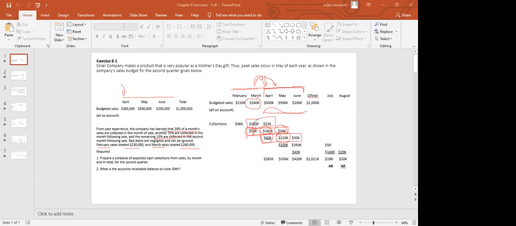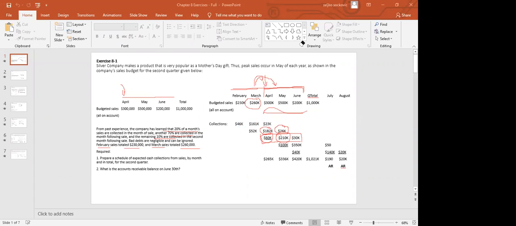Now, do you care about these amounts? You don't, really. You don't care about these amounts because you don't care about March and February. You care just about the second quarter. Do you care about this amount here? You don't. But again, I'm putting them here so you see that they are there.